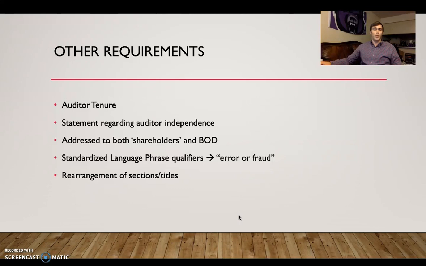So some of the other requirements include auditor tenure. In the auditor's report, it is now required that you include such information as the auditors that were part of the engagement team and their experience, as well as their understanding of the risk involved with the client. There's also a new requirement to include statements regarding auditor independence. This is important.